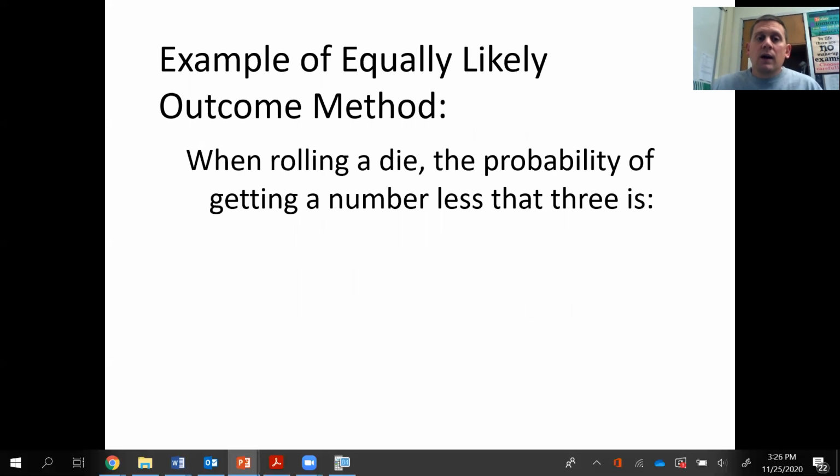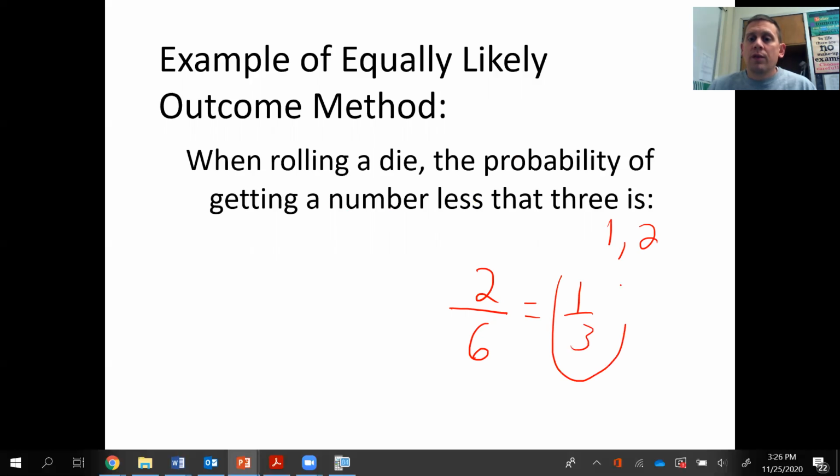Oops, sorry. Probability less than 3. So when you roll a die, how many outcomes are there? There's 6. Right? There's 6 things on a die. Well, how can you get a number less than 3? You can get a 1 or a 2. So you can get 2 things. So you have a 1/3 chance of that happening.